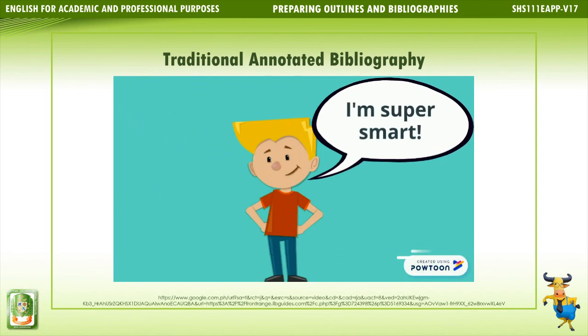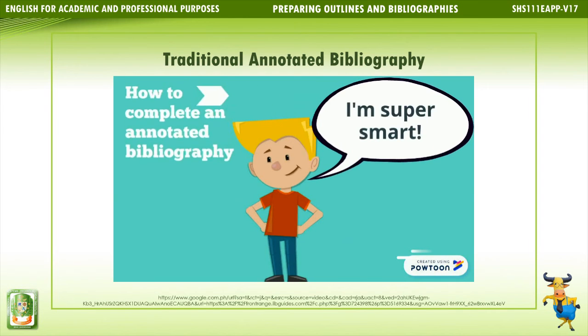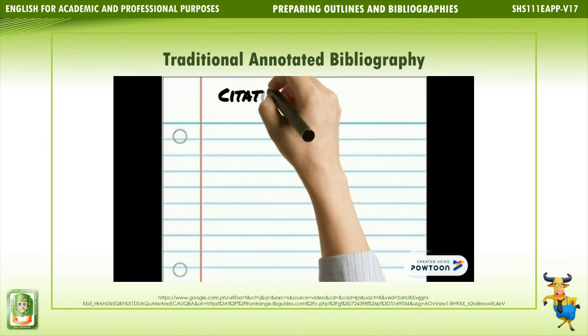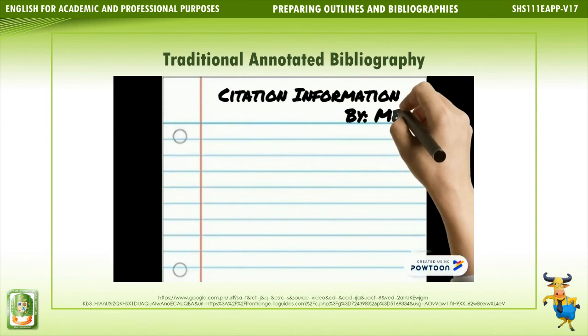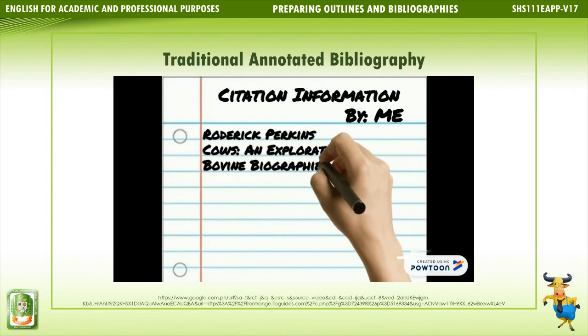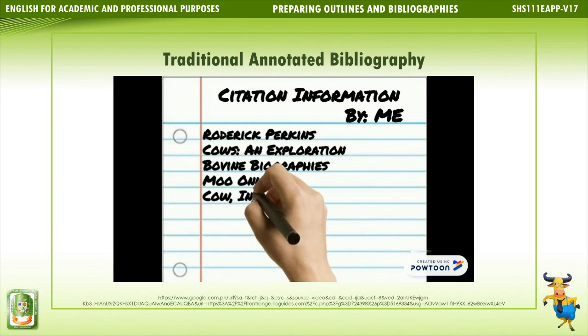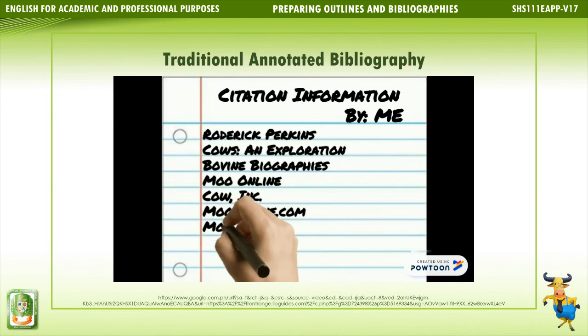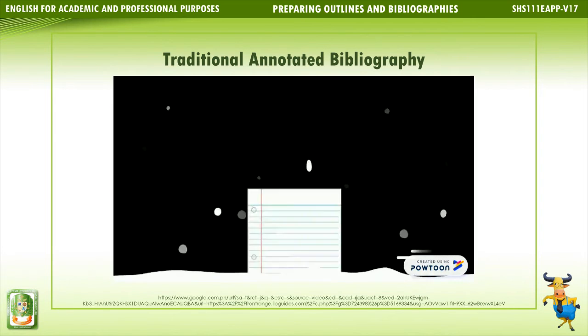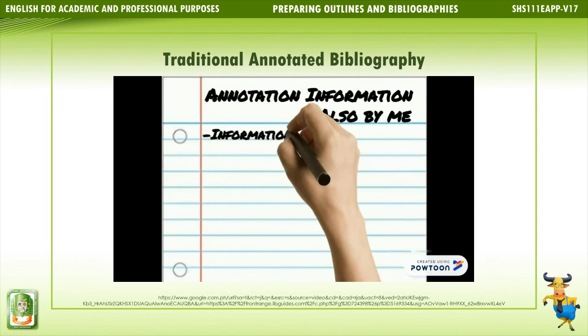Now that you know what an annotated bibliography is, let's talk about how to complete one. It starts with recording citation information from your sources while you are actually doing the research. This includes things like author name, article title, book title, website title, publisher, URL, date and city of publication, volume or issue numbers, and the date you accessed the source. It's also a good idea to record annotation information as well.